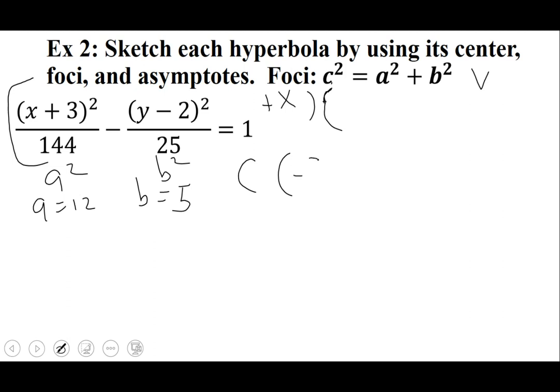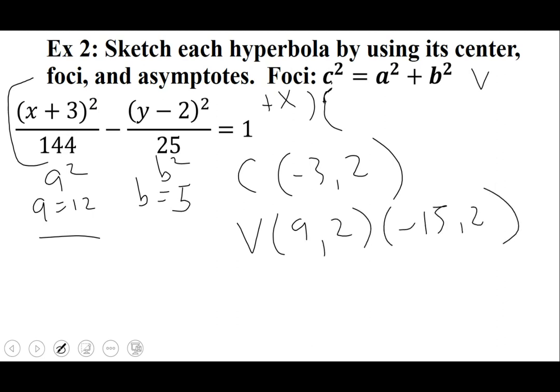So the center, opposite h, opposite k, is going to be negative 3, 2. The vertices have to be a units in the direction that it opens. So 12 units to the left and 12 units to the right. That is going to give me 9, 2 and negative 15, 2.